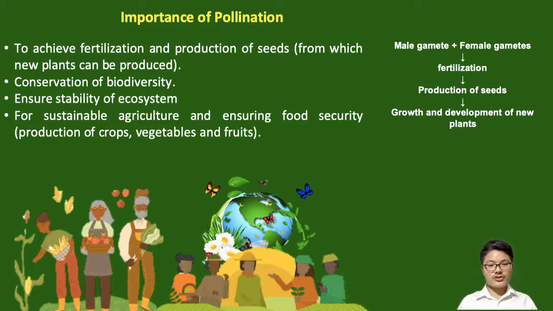You might have heard news about bees as pollinators, which in a way help in the production of one-third of the food for the entire humanity. So pollination is very important for sustainable agriculture and for ensuring food security. So these are the importance of pollination.